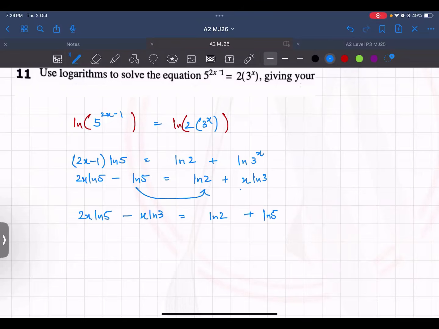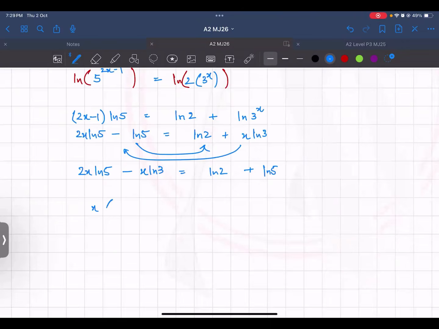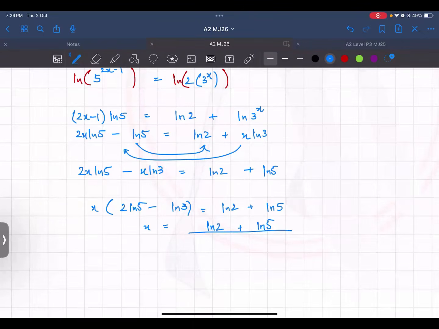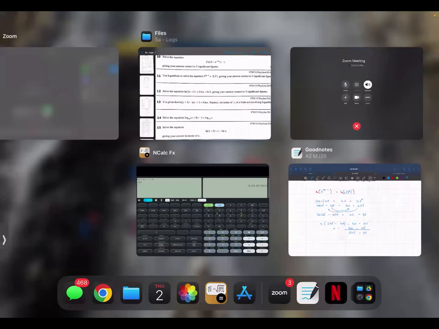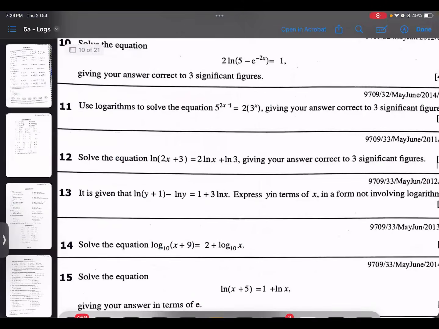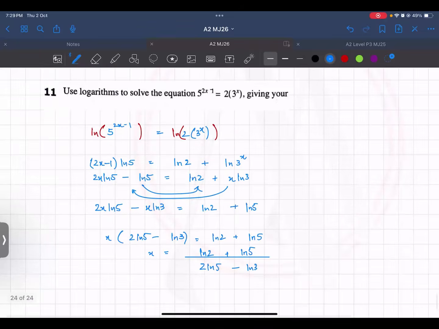I brought this thing on the right side, this thing on the left side. And now take x common. So x times 2 ln 5 minus ln 3 is equal to ln 2 plus ln 5. X comes out as ln 2 plus ln 5 upon 2 ln 5 minus ln 3. This is your answer. Giving your answer correct to 3 significant figures, you can use your calculator and get the answer.